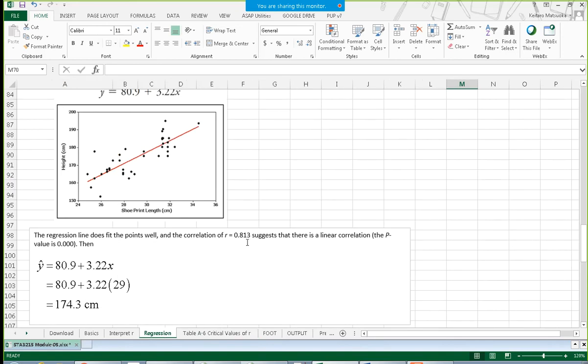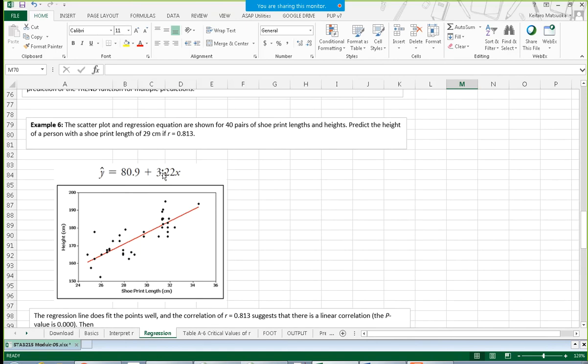You see that the 0.813 is bigger than either one of them. And if you do the p-value method, you see the p-value is going to be practically 0. So that suggests that this equation is a good model, so we can use this.